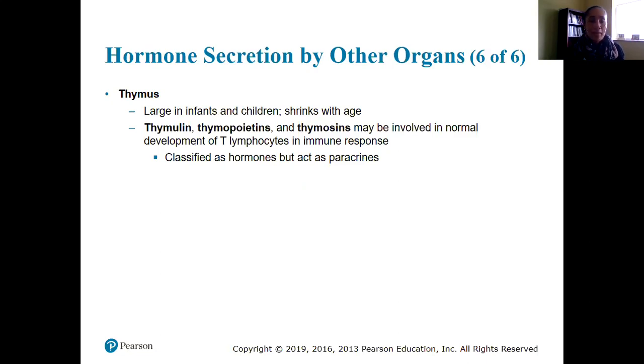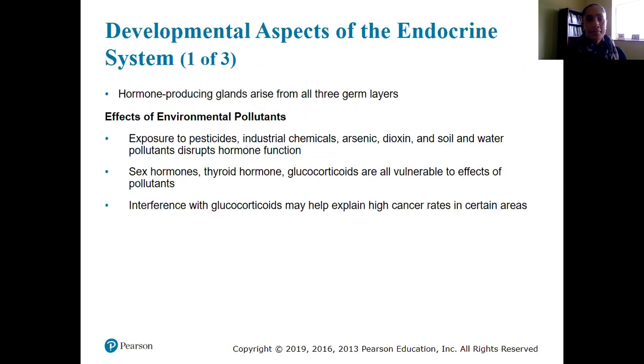Thymosins are classified as hormones, but they act as paracrines, meaning that they're made by the thymus, but they're going to have effects on other cells. So thymosins are known to produce T lymphocytes, which are a type of immune cell that we'll talk about in chapter 21, 22. That's going to aid in immunity.